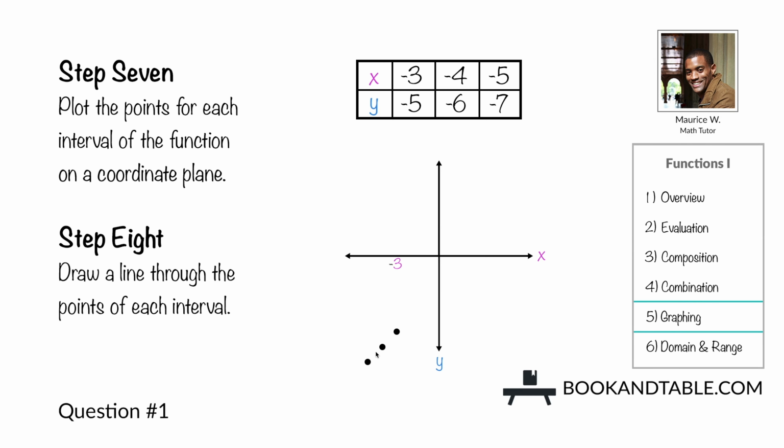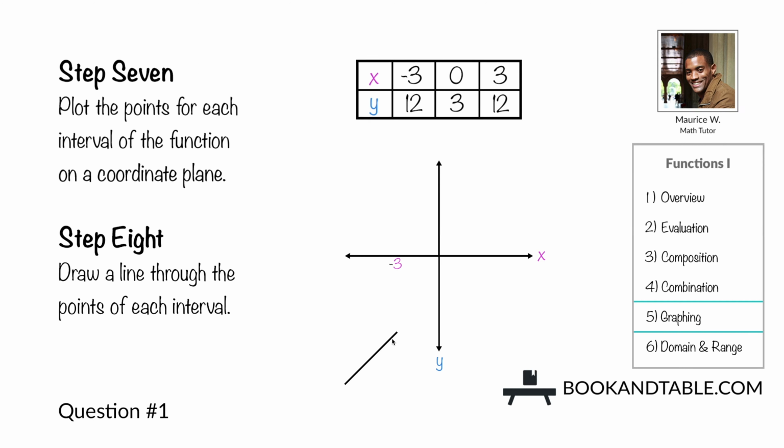And now that we have 3 points that we can use, we can sketch this section of the function by drawing a line through these points. And this would continue for x heading to negative infinity, and also y would head towards negative infinity.